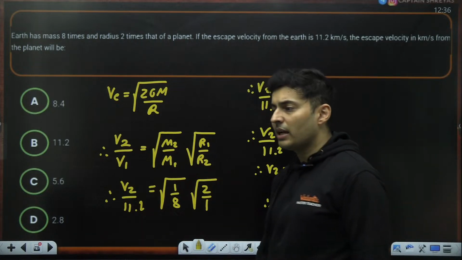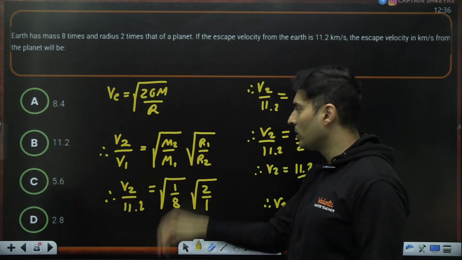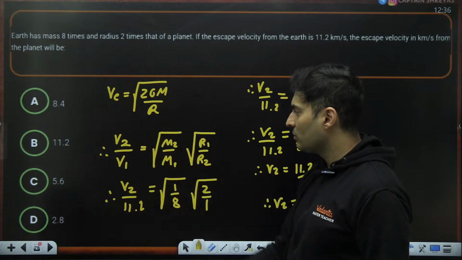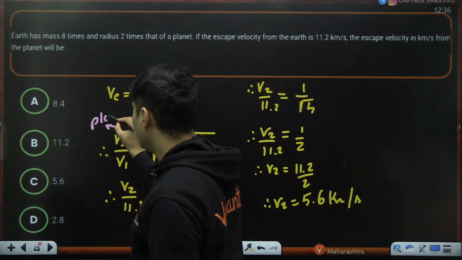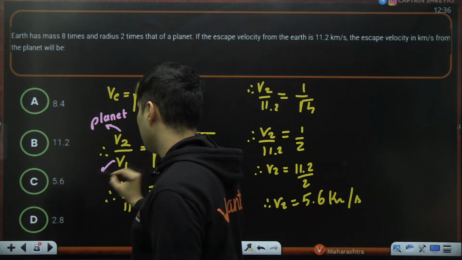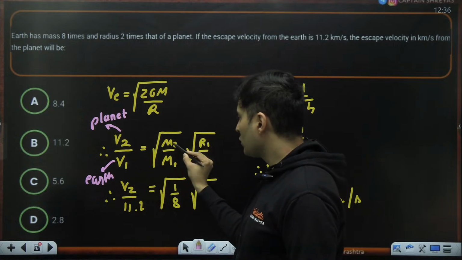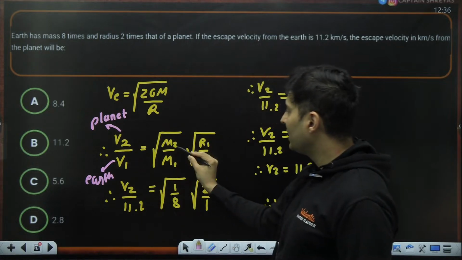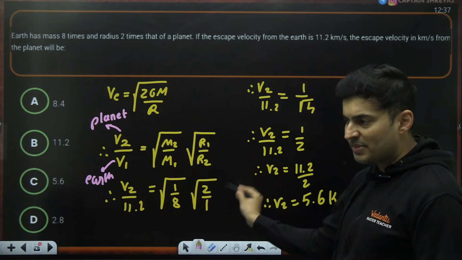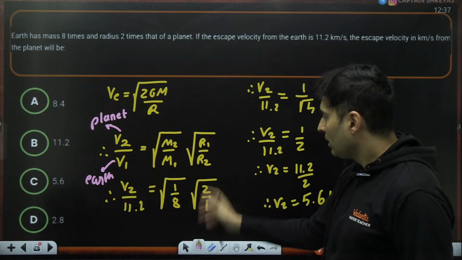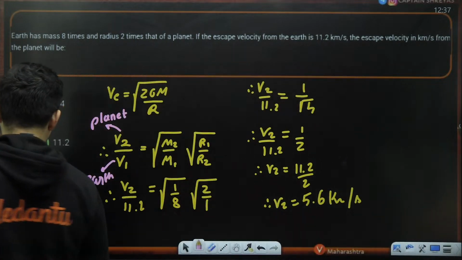So here you have to be very careful. It's inversely proportional to the root of the radius and directly proportional to the root of the mass. So this was the planet, this was the Earth. That's what I have considered over here. This was your planet V2 and this is your Earth. So everything related to the Earth is with 1. So mass of the Earth is 8 times of the planet. Radius of the Earth is 2 times that of the planet. So substitute it properly. If you make a mistake, that's it, it's gone. You will get some other answer. Yeah, it is C option.